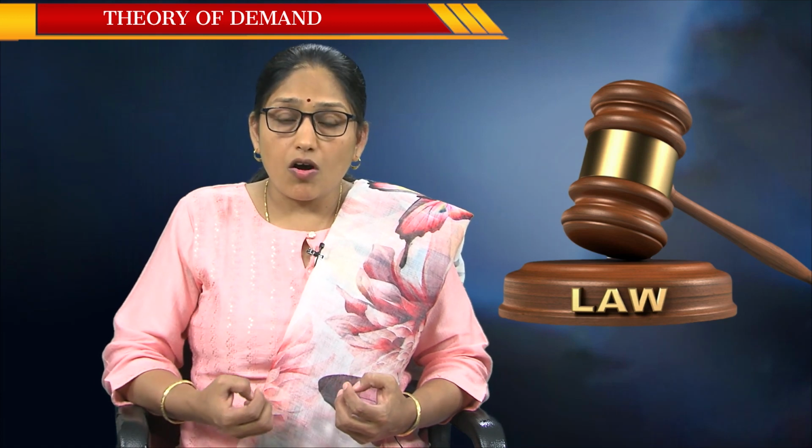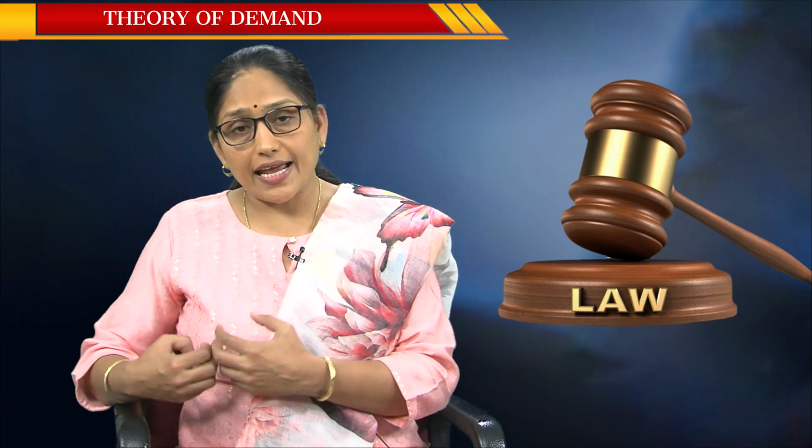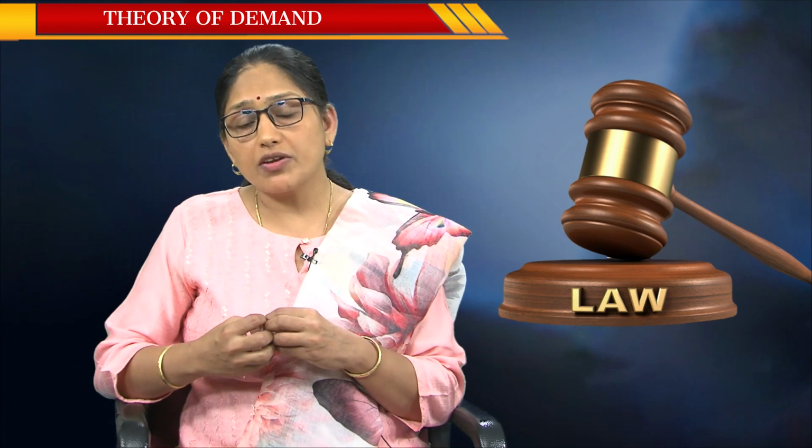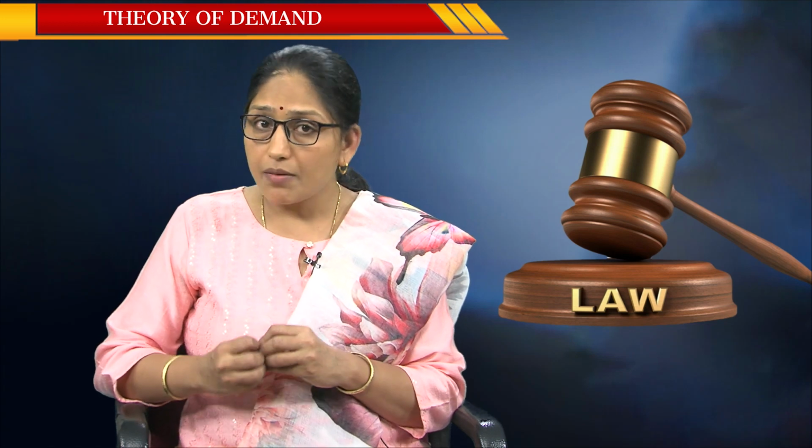First is the law of diminishing marginal utility. As per the law of diminishing marginal utility, according to Marshall, as we consume more and more units of a good, the utility declines. Here, in the law of diminishing marginal utility, we measure the utility in terms of money. So, that is why our demand curve is downward sloping.